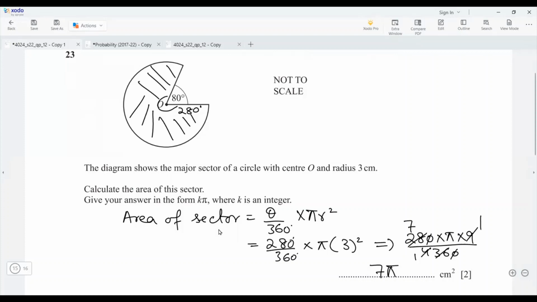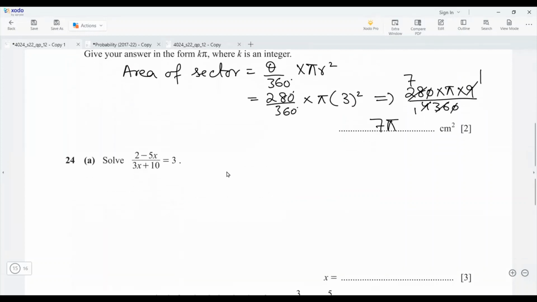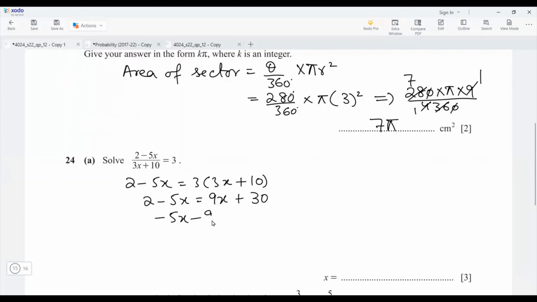I hope you understand. If you remember the formula of the sector, then you can do it quite easily in few steps. In the next question, we have to solve. Solve means we have to find the values of x. How can you find it? x is occurring in the denominator. So we have to cross multiply in the first step, which equals 3 times 3x plus 10, opening the brackets, multiplying them. 2 minus 5x equals 3 times 3 is 9x, and plus 3 times 10 is 30. So bringing constants onto one side, minus 5x and minus 9x equals 30 minus 2.